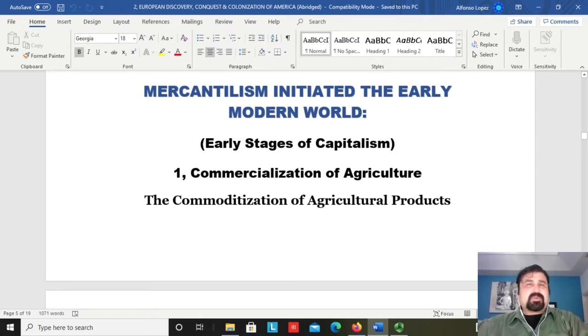So even again, mercantilism is considered to be the forerunner, if you will, of capitalism. It was not capitalism per se, but it was like a bridge between feudalism and capitalism. It was like a middle stage that made the transition possible towards capitalism, that is to say. Okay?